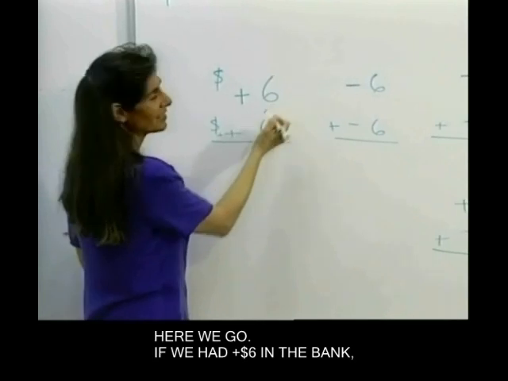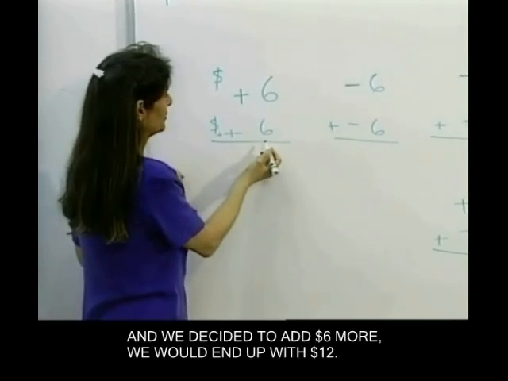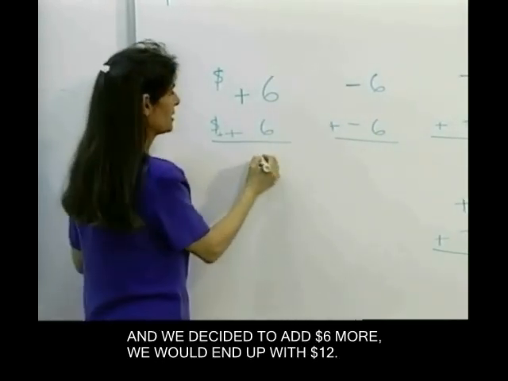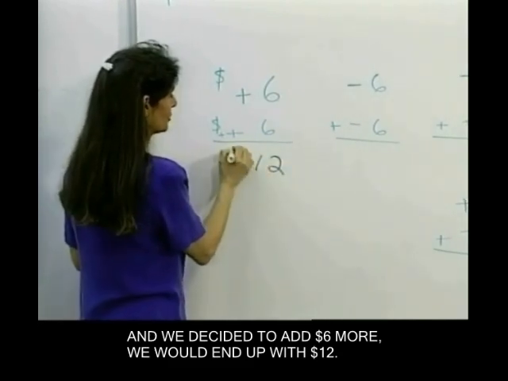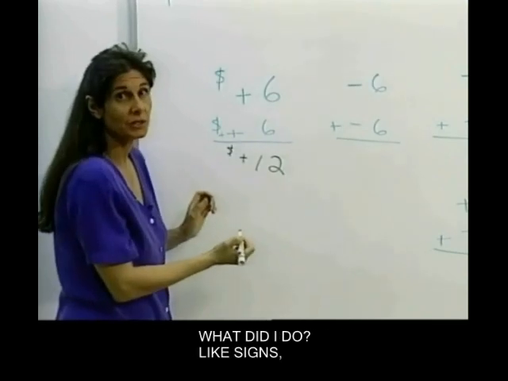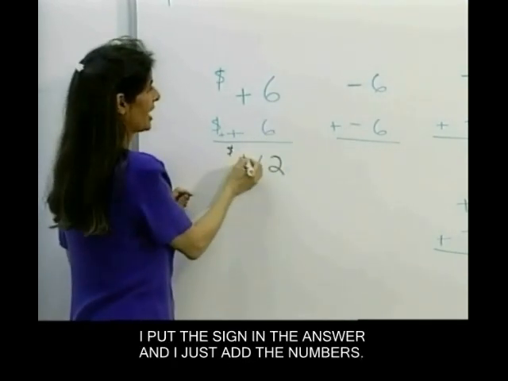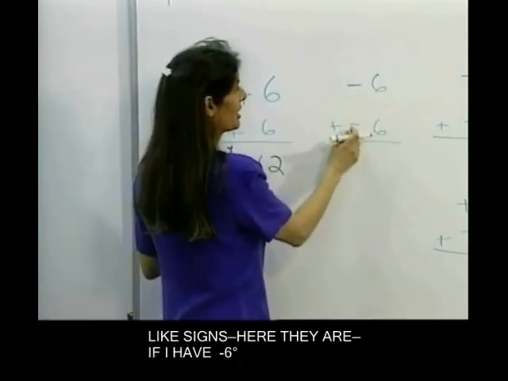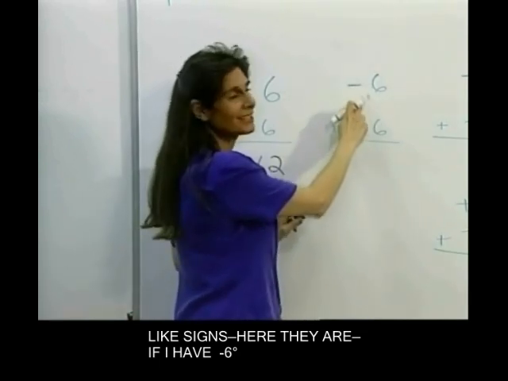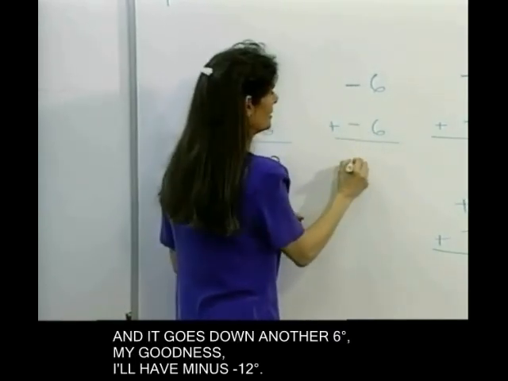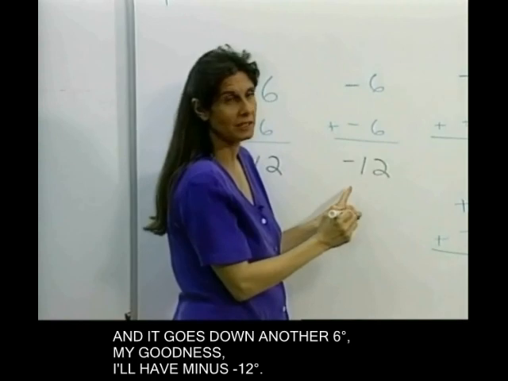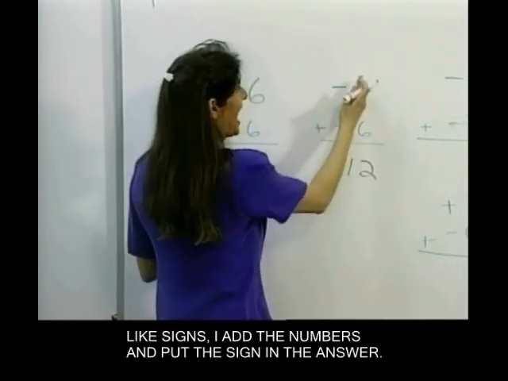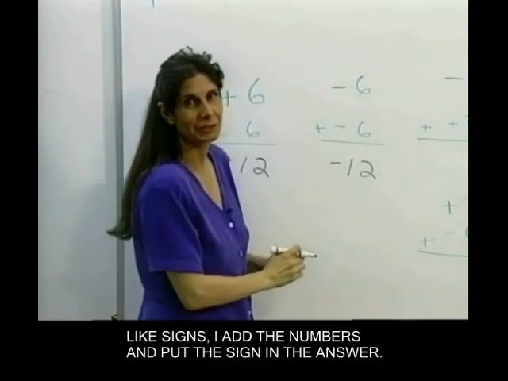If we had plus $6 in the bank and we decided to add $6 more, we would end up with $12. What did I do? Like signs, I put the sign in the answer and I just add the numbers. Like signs, here they are. If I have minus 6 degrees and it goes down another 6, my goodness, I'll have minus 12 degrees. Like signs, I add the numbers and put the sign in the answer.